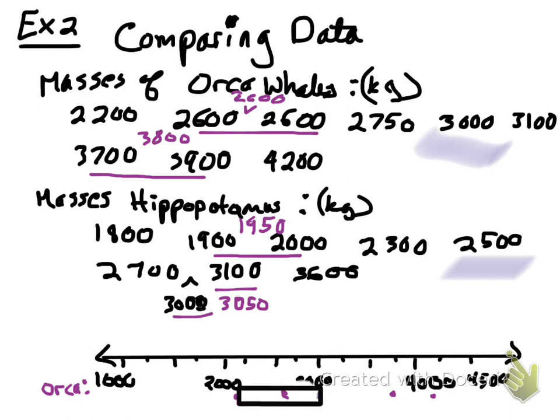So I'm going to go ahead and draw my box. And then draw my whiskers. Oh, whoops, I did that wrong. My box is here. My whiskers go from 2,200 up to 2,600. My upper whiskers go from 3,800 up to 4,200. I'm going to go ahead and draw my hippopotamus.